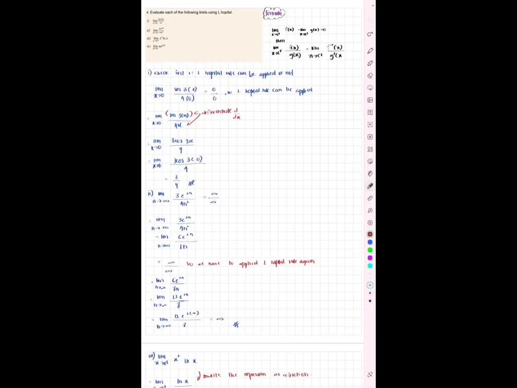Question number 4, we have to evaluate each of the following limits using L'Hopital. This is the formula for L'Hopital's rule. This rule is incredibly useful when we encounter indeterminate forms in a limit, which means we cannot directly substitute the value into the expression. For the first one, we got 0 over 0. The derivative of sin 3x is 3 cos 3x, and the derivative of 4x is 4. So we substitute x equal to 0 into the new expression, and we got 3 over 4.